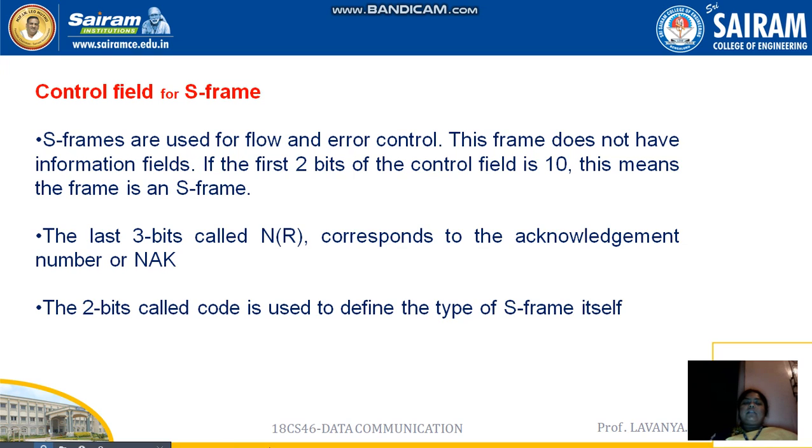The last 3 bits we call NR, corresponding to the acknowledgement. Here it is the number of the acknowledgement it is going to send, not an ACK. That is the abbreviation. The second field, called code, is used to define the types of S frame itself.